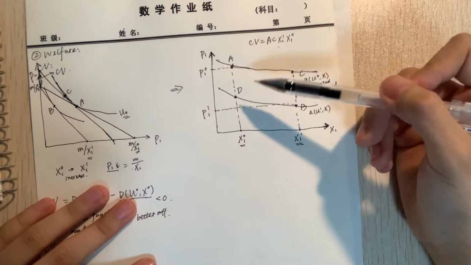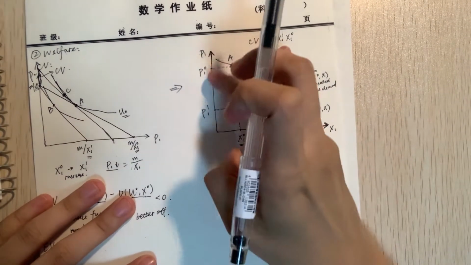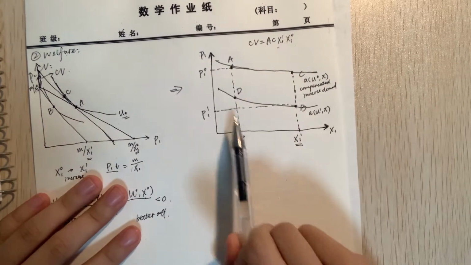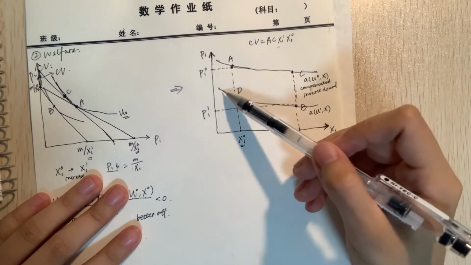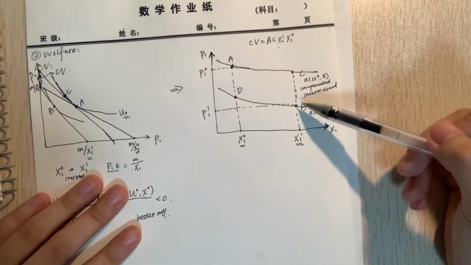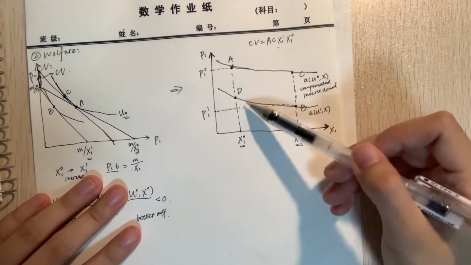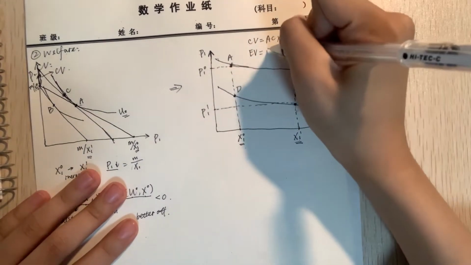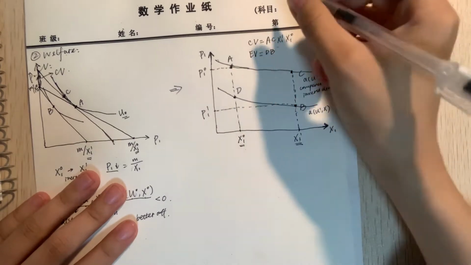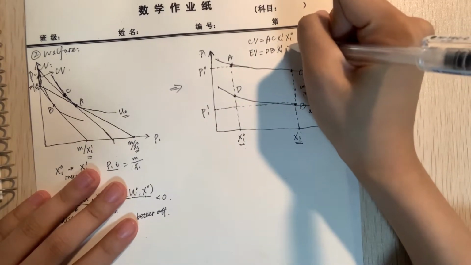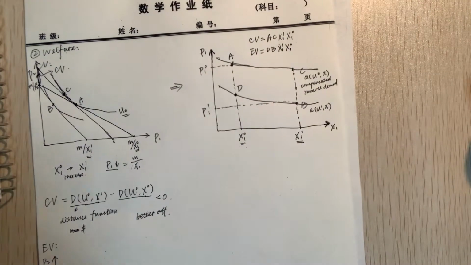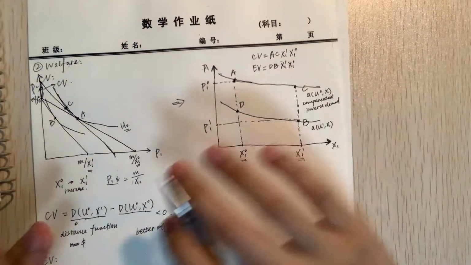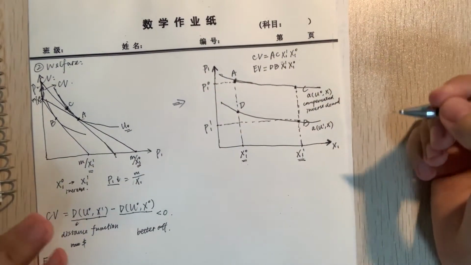Similarly, originally, under this compensated inverse demand, the consumer surplus is simply this area. But now, with the increase in quantity, it becomes this area. So the difference is equivalent variation, namely the area of dB X11, X10. Okay, right. So this is a graphical presentation of CV and EV.